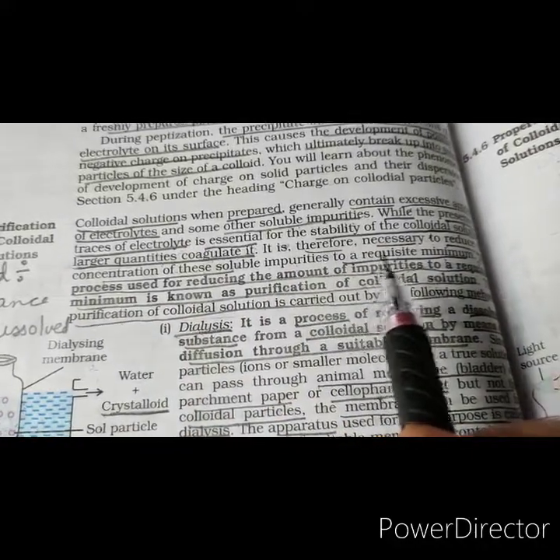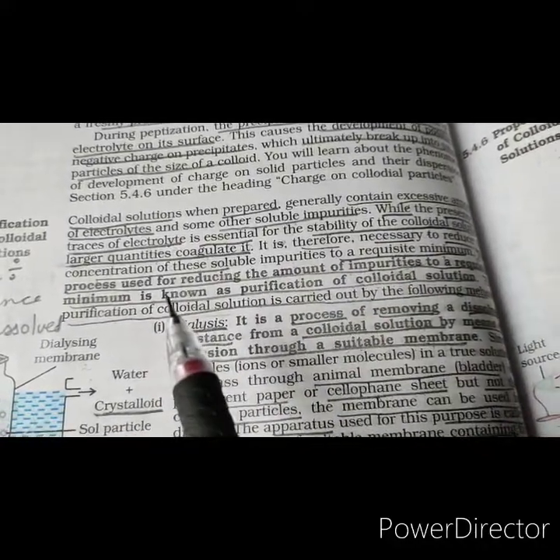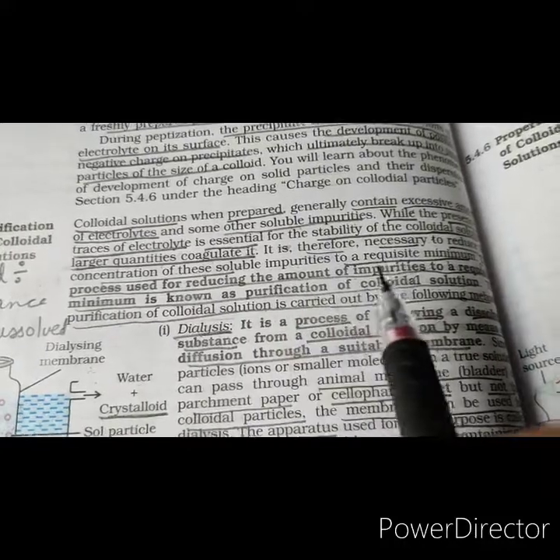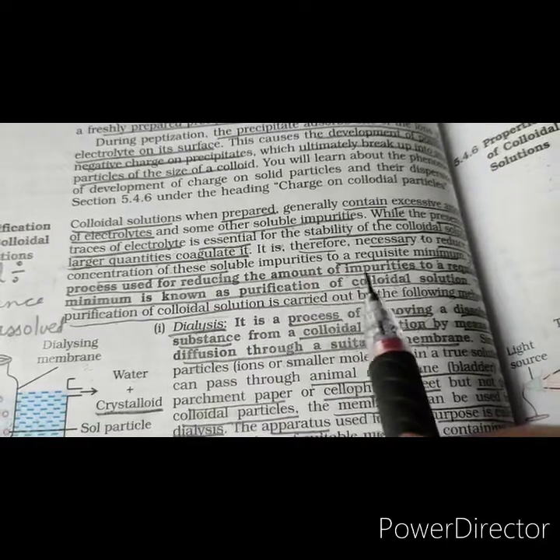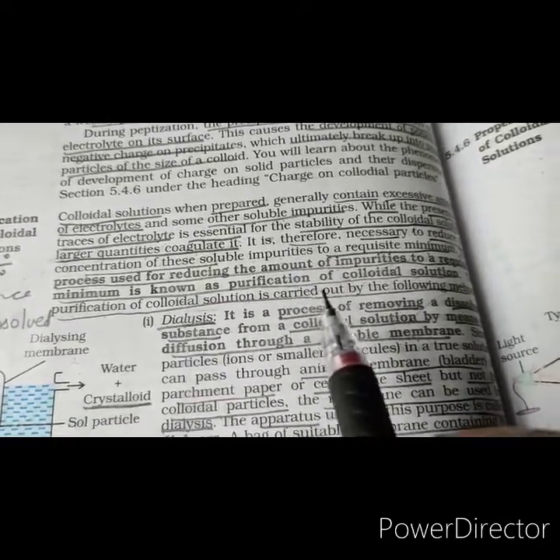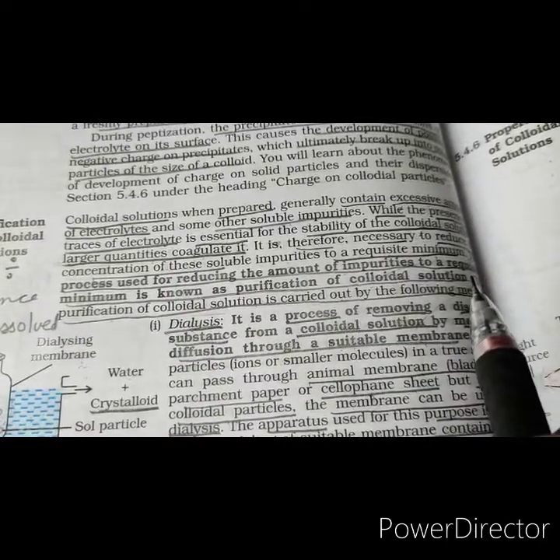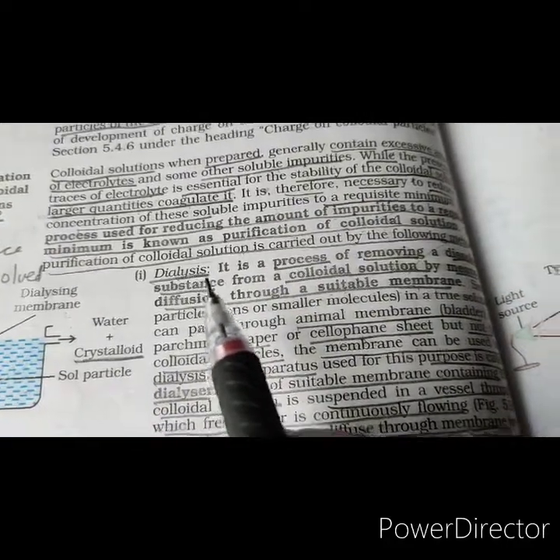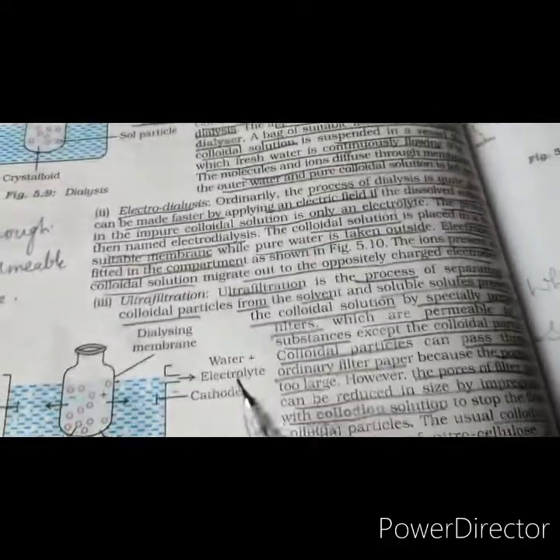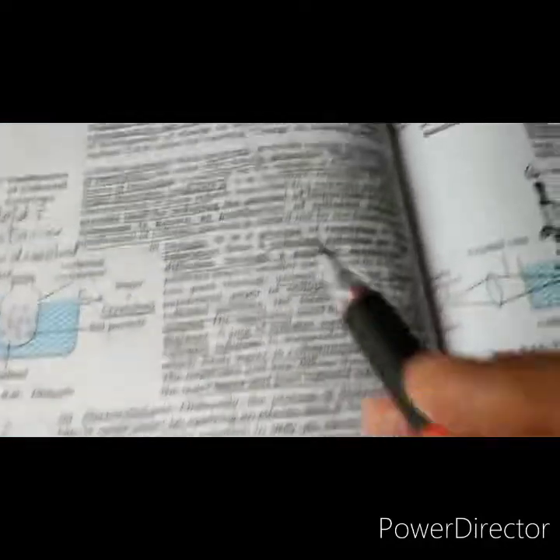So it becomes very necessary to reduce the concentration of these impurities to a minimum, and this process of reducing the amount of impurities to a minimum is known as purification of colloidal solution. The various methods involved in purification are dialysis, electrodialysis and ultrafiltration.